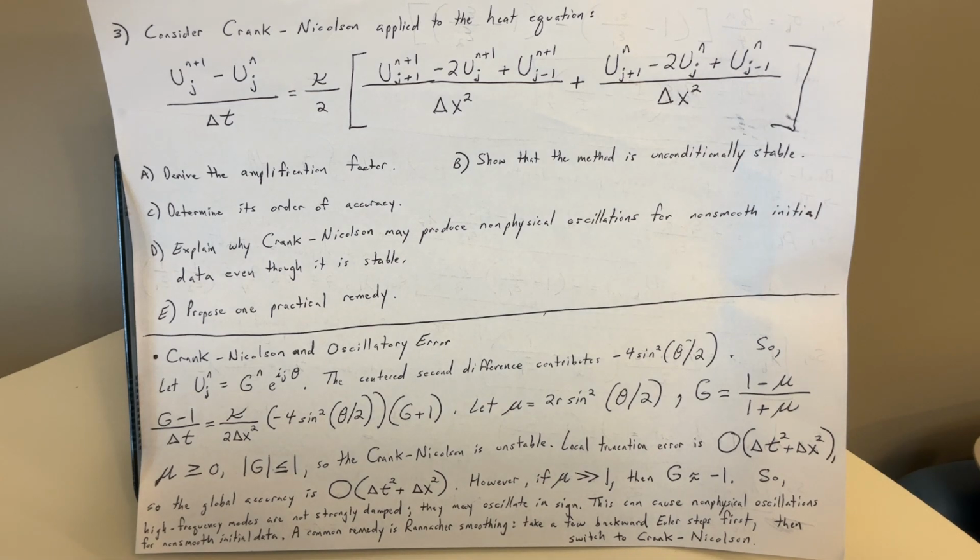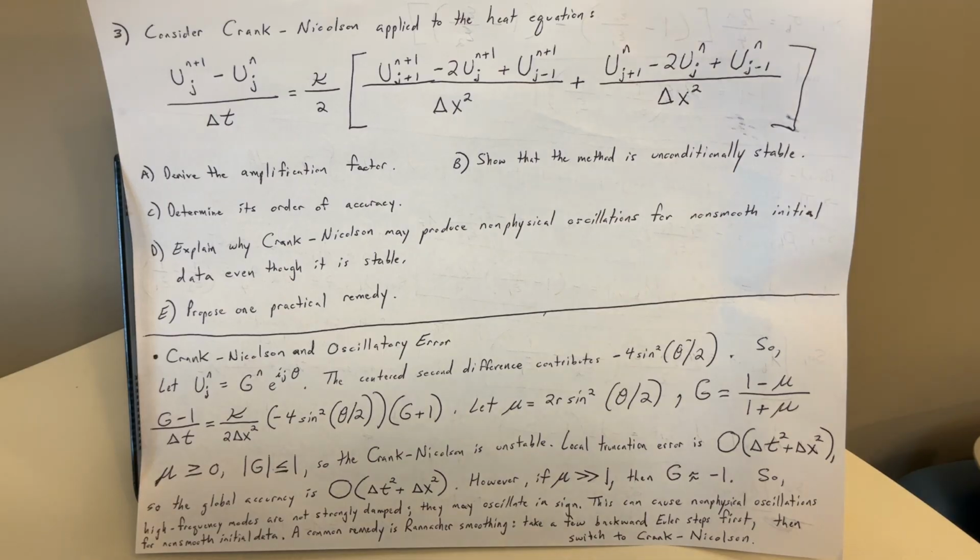So here are the five components. Part A, derive the amplification factor. Part B, show that the method is unconditionally stable. Part C, determine its order of accuracy. Part D, explain why Crank-Nicolson may produce non-physical oscillations for non-smooth initial data, even though it is stable. And Part E, propose one practical remedy. So we have a Crank-Nicolson and oscillatory error problem.